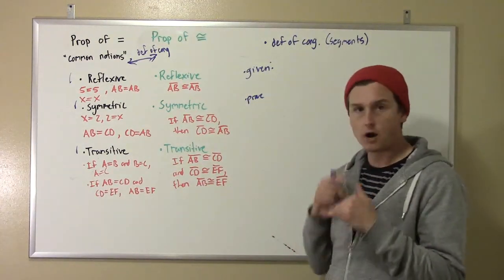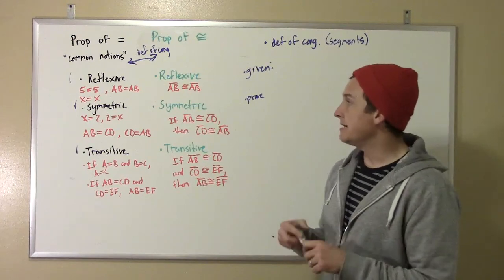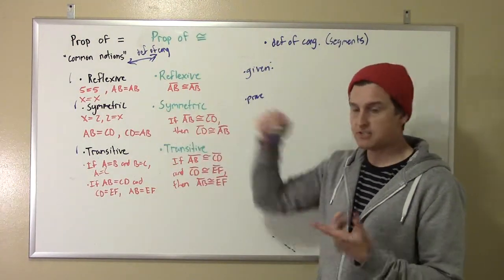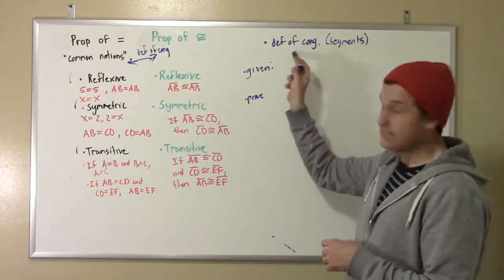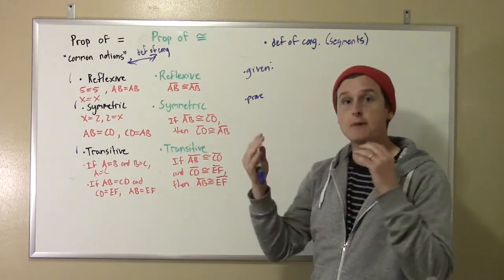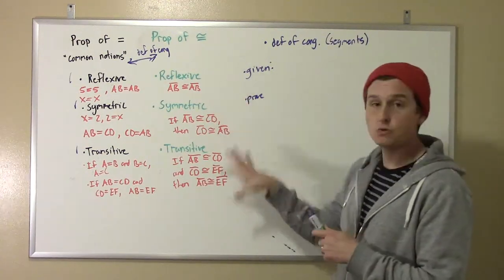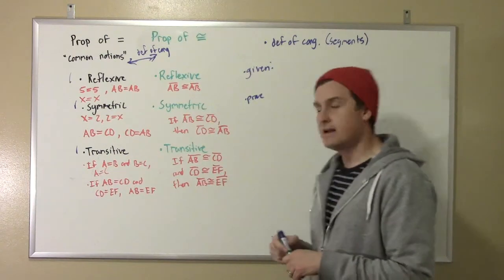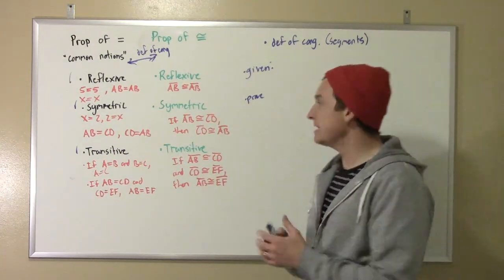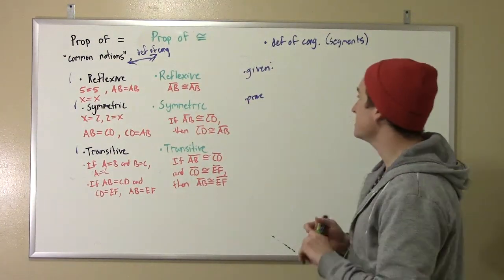We're taking some already proven things, already established, in this case, properties and definitions, and we're putting them together to come up with new conclusions, which would be new properties of congruence. So just like we talked about when we talked about deductive reasoning, this is our deductive reasoning system here.